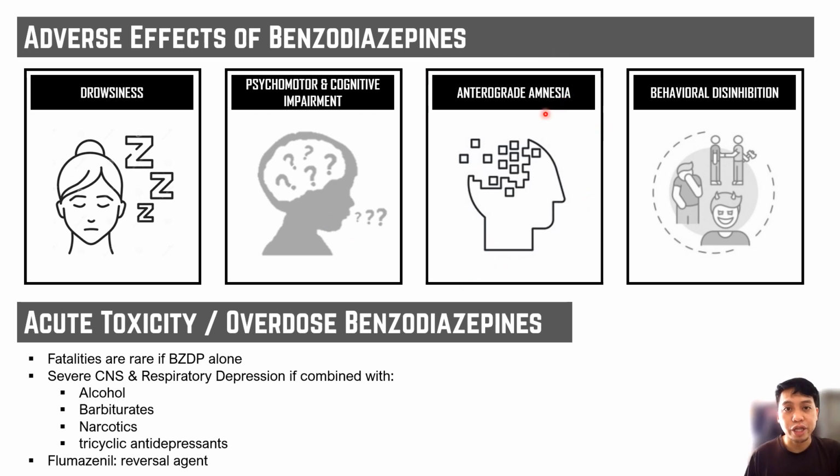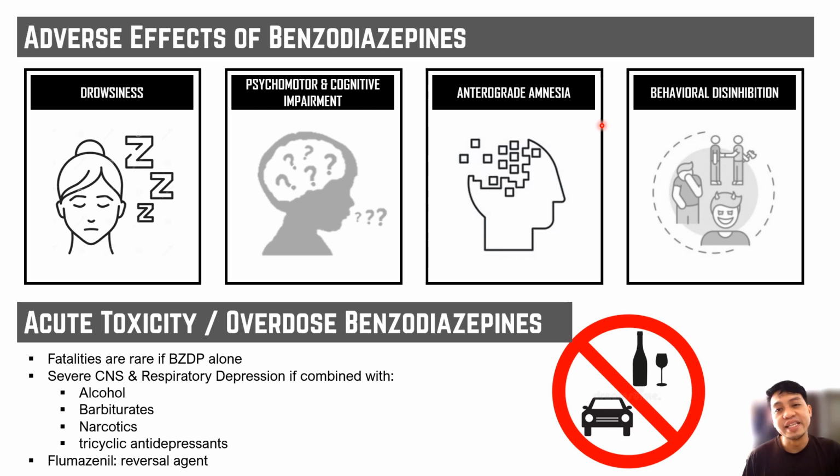Benzodiazepine also can cause anterograde amnesia, which is basically the loss of the ability to create new memories after the event that caused amnesia, leading to a partial or complete inability to recall the recent happening. Aside from that, benzodiazepine can also be associated with behavioral disinhibition, which is basically the loss of restraint over some form of social behavior, leading to irritability, excitement, and aggression in a small percentage of benzodiazepine users.